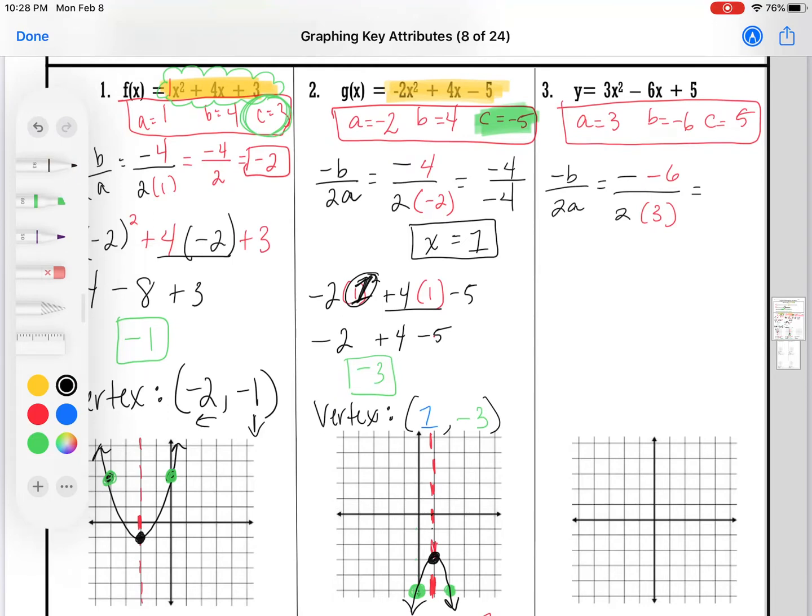So now I solve this. On the top, there is a negative, and then a negative 6. A negative and a negative makes that a positive 6. The bottom 2 times 3 is also 6. 6 divided by 6 is the number 1. So my axis of symmetry cuts through the x-axis at the number positive 1. So on your graph, you find positive 1 on the x-axis, and you draw a dashed line through it.